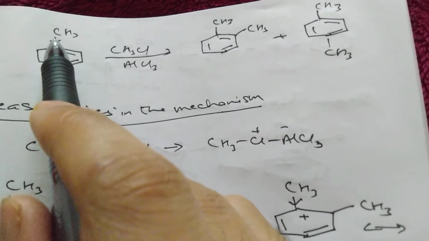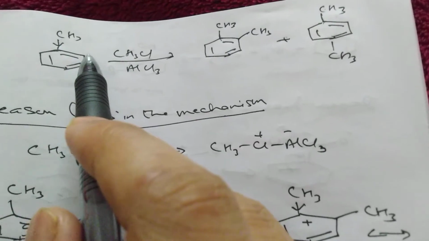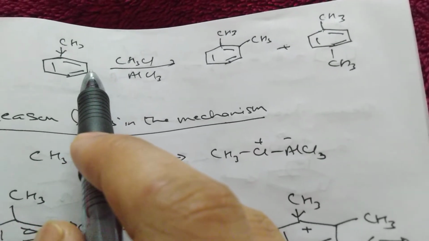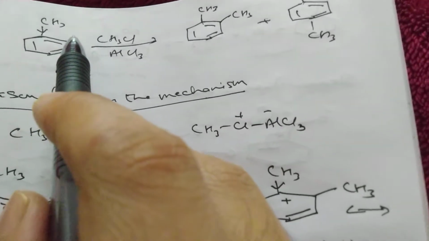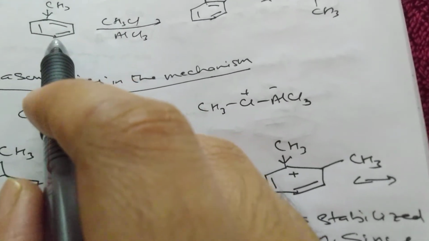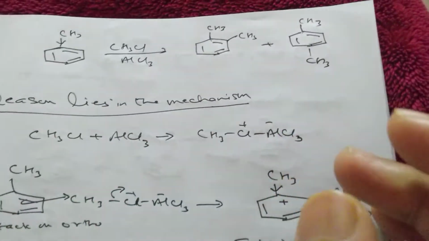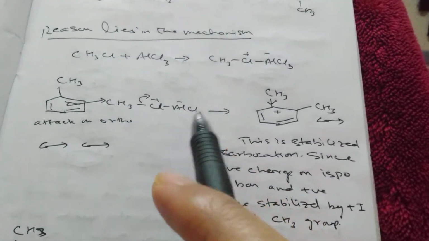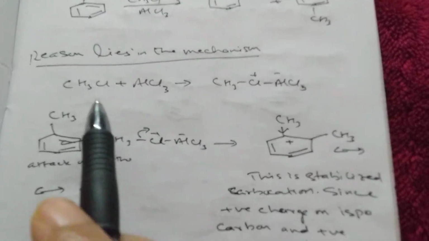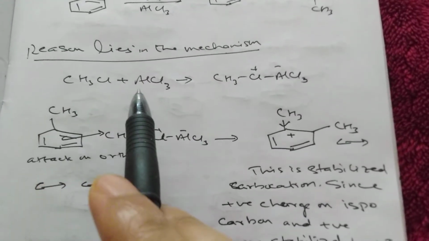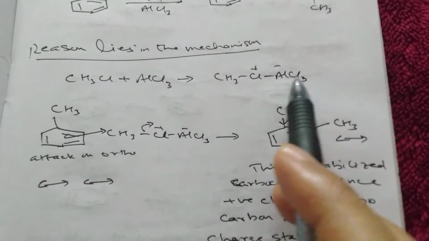Because if it pumps, it should pump electron to ortho, then to meta, because meta is closer than para, and then para. So it should happen only on ortho and meta at the most, not on the para. Then for that also we have to talk about the mechanism. So let us look at the intermediate. So you are reacting CH3Cl with AlCl3 and you are getting this intermediate.